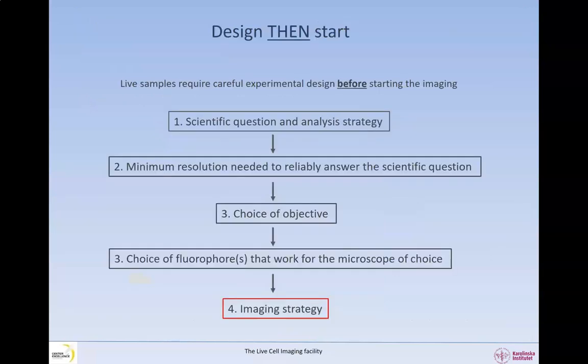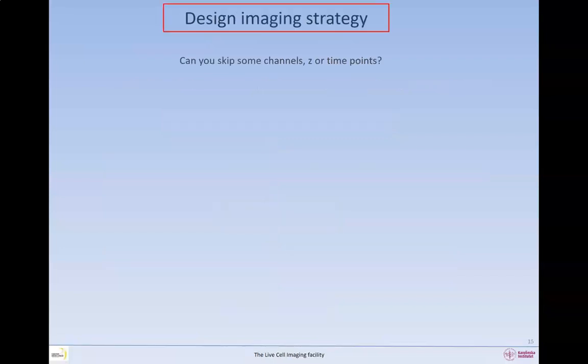And now we arrived at the last point in the design of the experiment, namely the decision upon imaging strategy. What should we pay attention to when choosing the imaging strategy? Ask yourself, can I skip some channels? Do I actually need to perform all these steps? And how often should I image? And how long should my time-lapse be?